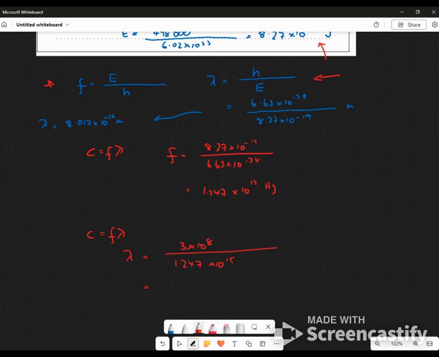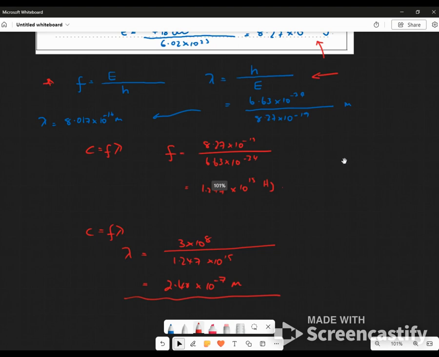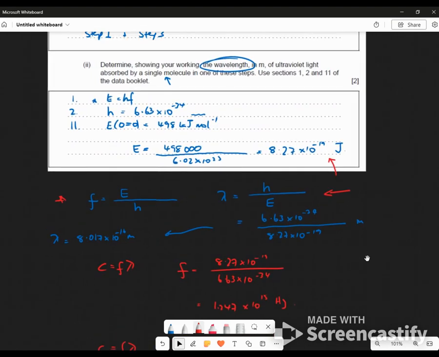Okay, which is 3 exponential 8 divided by 1.247 exponential 15, and I get 2.4 times 10 to the minus 7 meters. Okay, let's check the answers. And that's right, eventually. So it's not a hard question. I just rushed through it, didn't I?